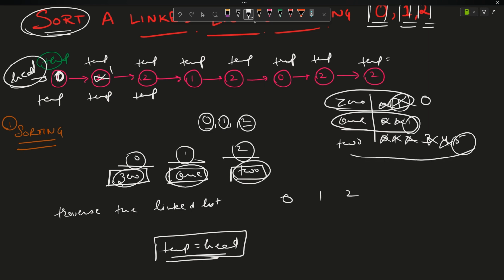Now for the remaining nodes, you can do that for 2. So it becomes 2, temp comes here. It becomes 2, temp comes here. It becomes 2, comes here. 2, 2, 2, and you can see my linked list is now actually sorted.